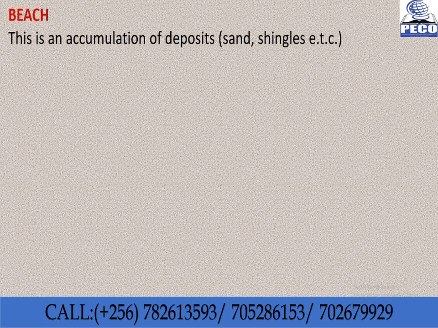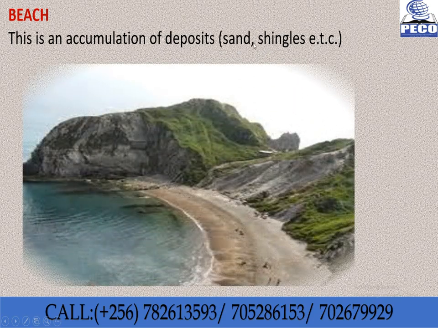Then we have the beach, another term that we shall come across in our discussion of the coastal geomorphology of East Africa. And by definition, a beach is an accumulation of deposits. Those deposits can be sand, shingle along the shore. And the deposition is done by water. And once those deposits accumulate, they form an area that we call a beach.